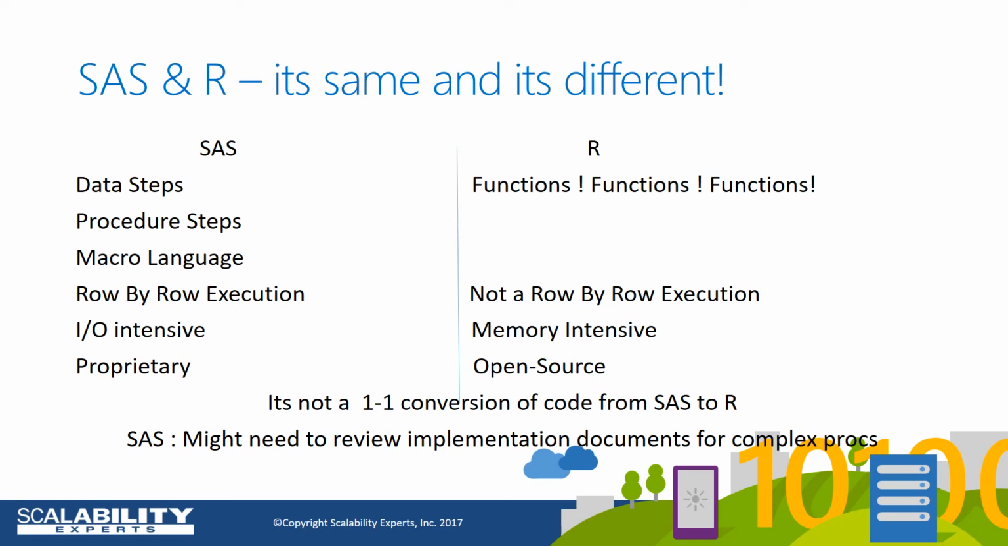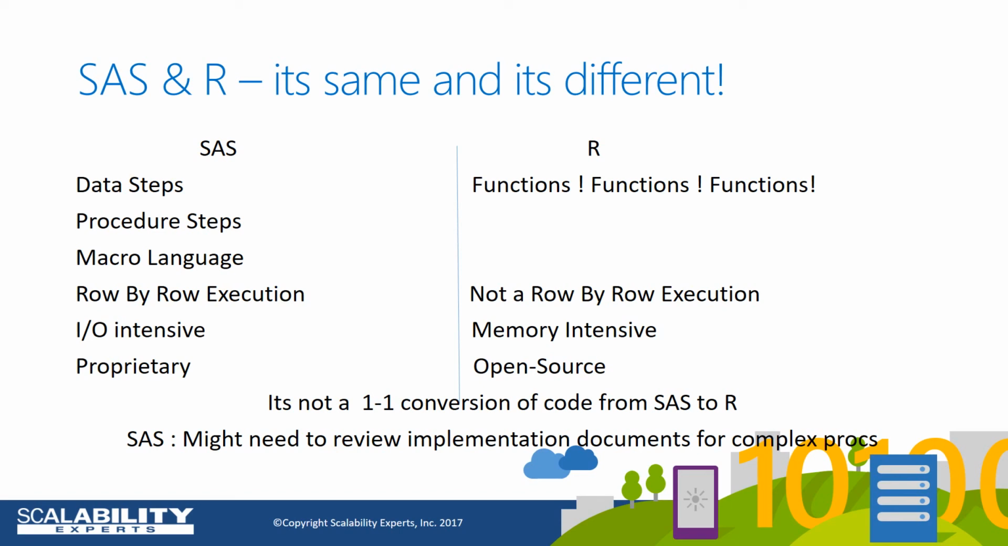So when we think of SAS code and R, it's not a one-to-one conversion. So a 5-line code might translate to 1-line code or vice versa. And also for a complex SAS code, you might have to review the implementation documents. It's the same idea, right? When you have a data mining algorithm in SAS and in R, you might have to do a few more tests to make sure the result sets make sense, or are accurate or as expected within SAS.